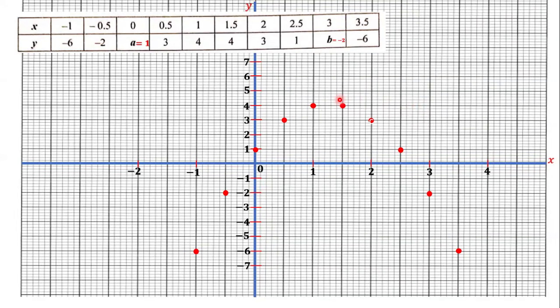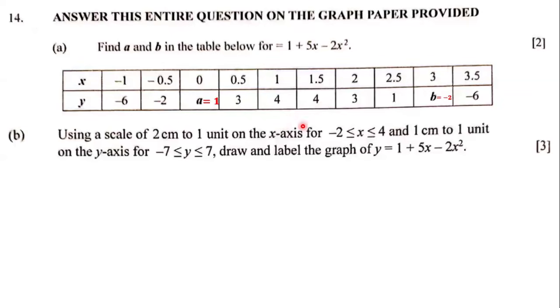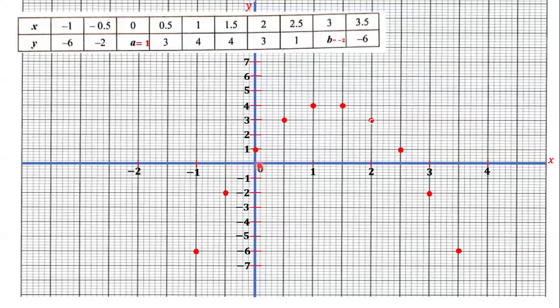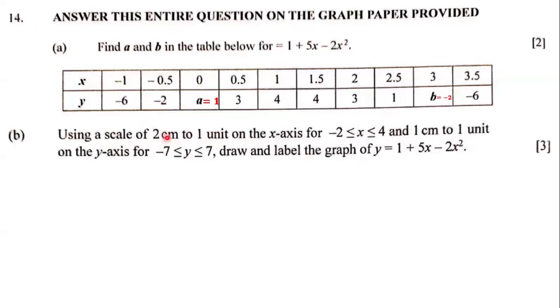Remember, let's just first focus on the x-axis and the y-axis. So for the x-axis, they said that 2 centimeters is 1 unit. So what does that mean? That means that if we have 0, we're going to go 1, 2, that's 1 unit. We're going to go 1, 2, that's the next unit, and so on. That's what they mean by 2 centimeters to 1 unit.